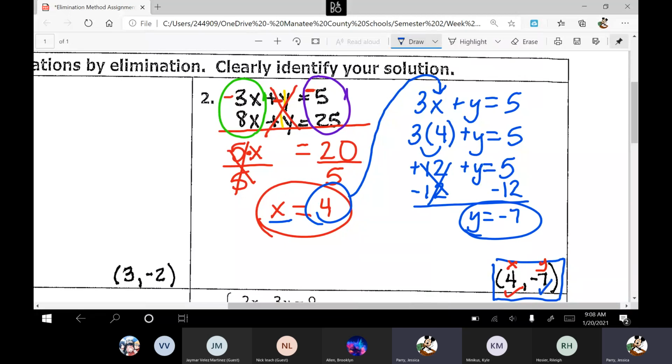Double check your answer. Down here it says y is negative 7, and we got y equals negative 7. So that means that we did it correct. Your final answer is this down here. This is how you write your final answer: in parentheses, 4 comma negative 7. If we were to graph this, you would know that they're intersecting and there's only one solution at that point, the 4 comma negative 7.